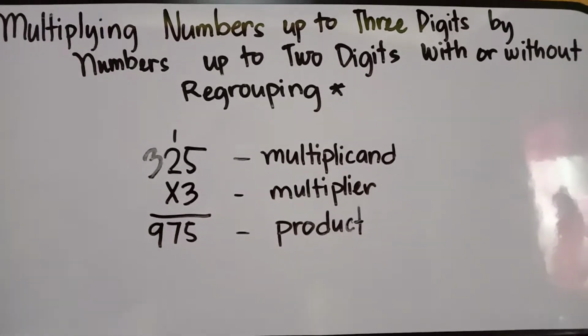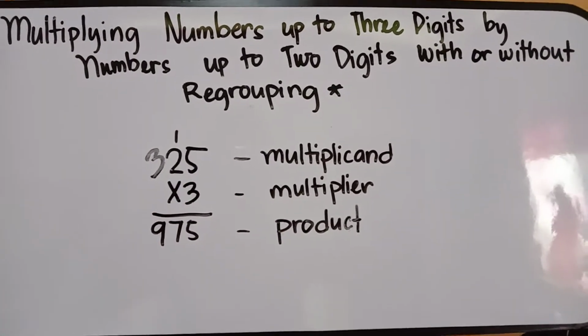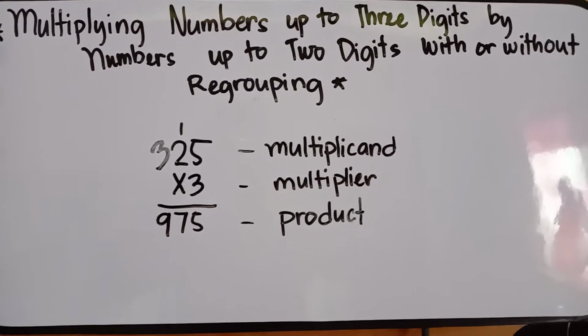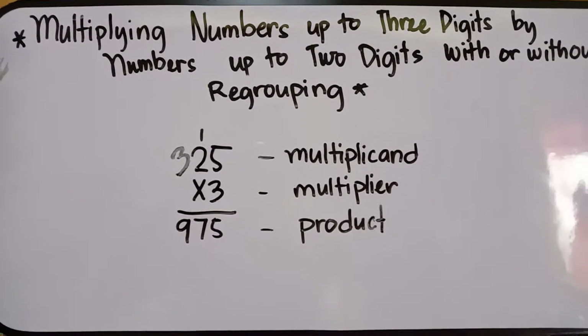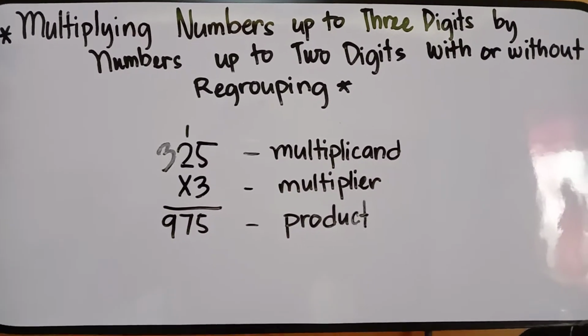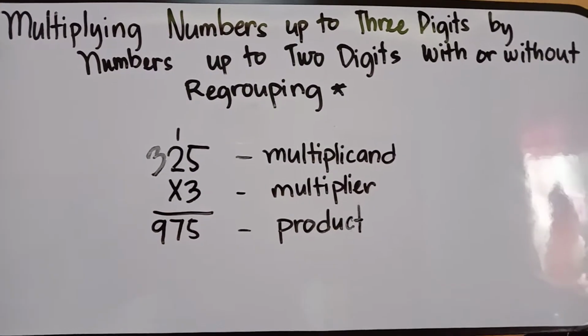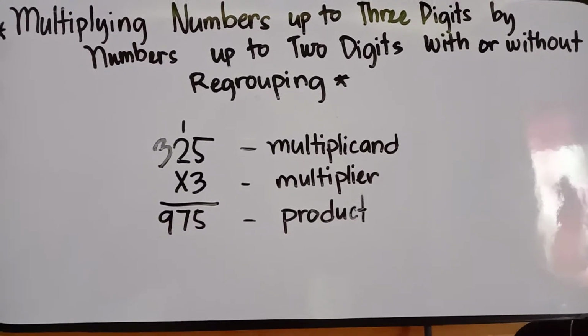And I just hope na meron pong matututunan yung mga mag-aaral natin sa videong to. And this is Mathematics 4, Quarter 1, Week 3. Okay? So our lesson this morning is all about multiplying numbers up to 3 digits by numbers up to 2 digits with or without regrouping.